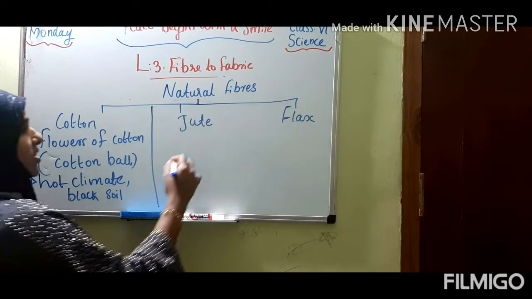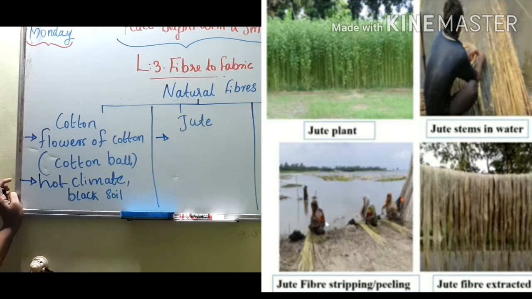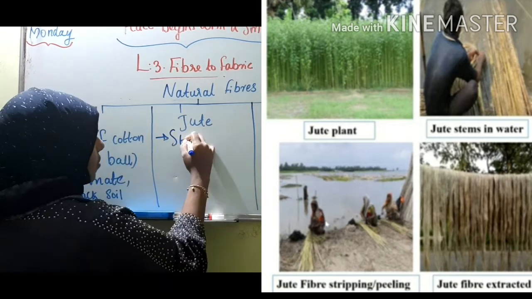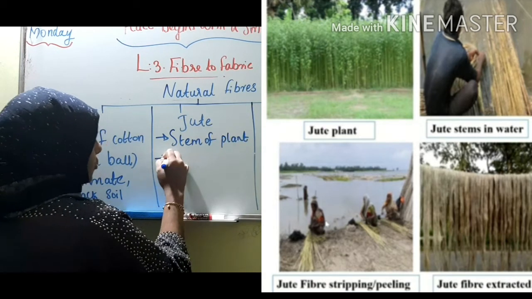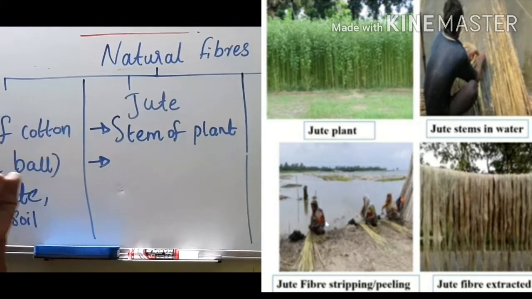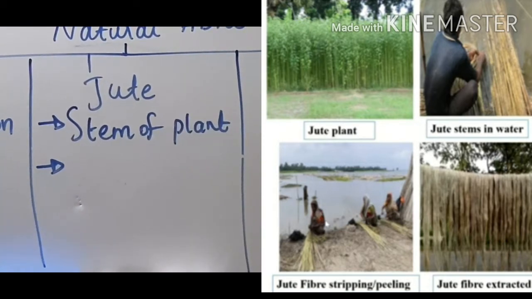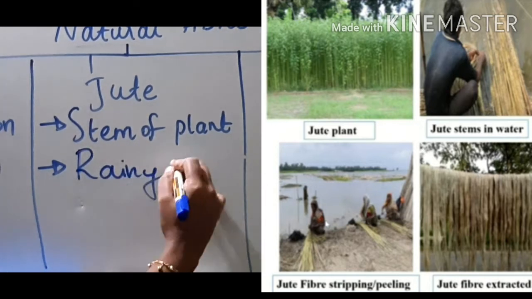And when we are checking the jute plant, actually it is obtained from the stems of the plant. When the plant is mature, or when the plant has flowered, at that time we cut the stems and immerse them in water. Then from that we separate the fibers. Clear? From the stem of a plant we can get jute fiber, and jute fibers are harvested in the rainy season.